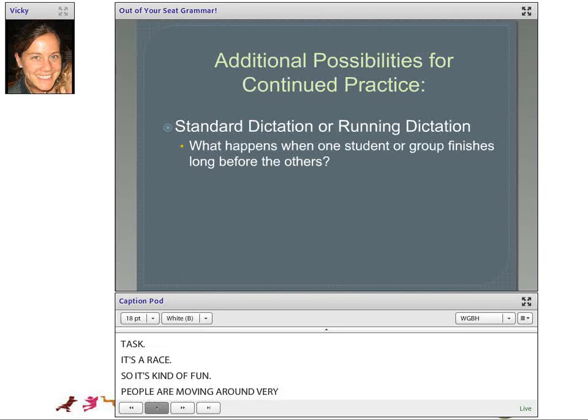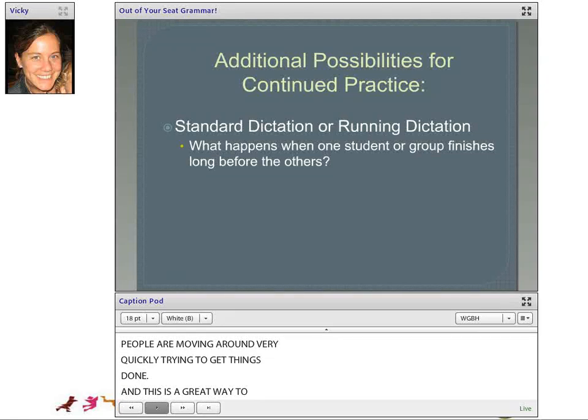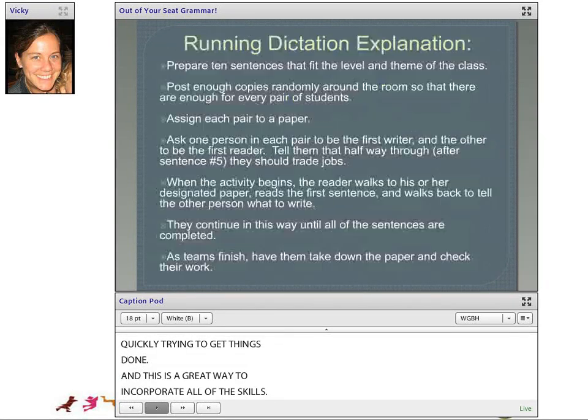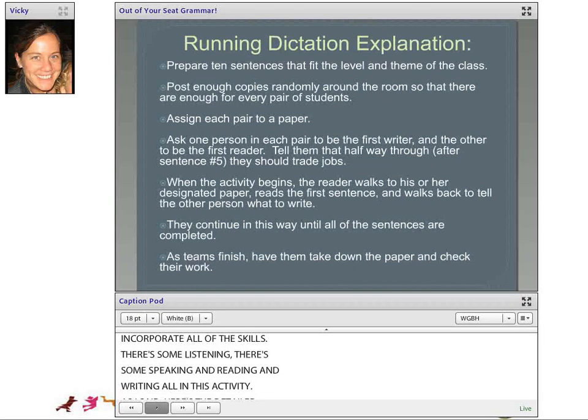And this is a great way to incorporate all of the 4 skills. There's some listening, some speaking, some reading, some writing, all involved in this activity. As I said, here's the detailed explanation of this, so you can go back and read that more carefully later.